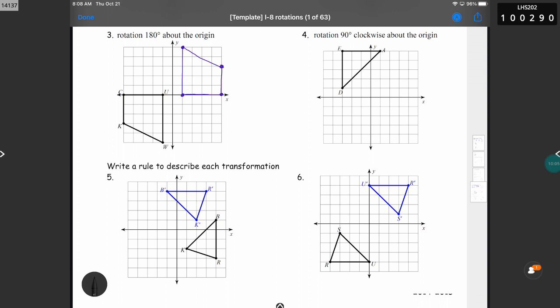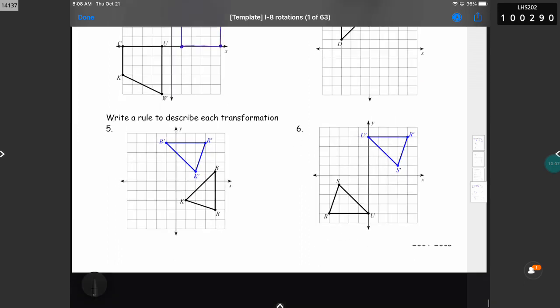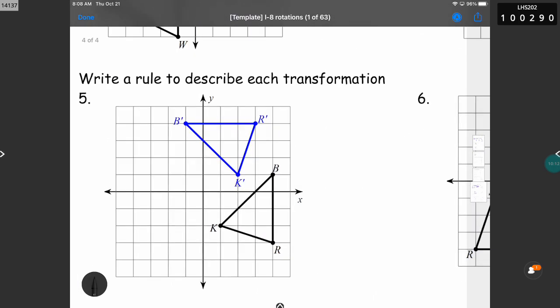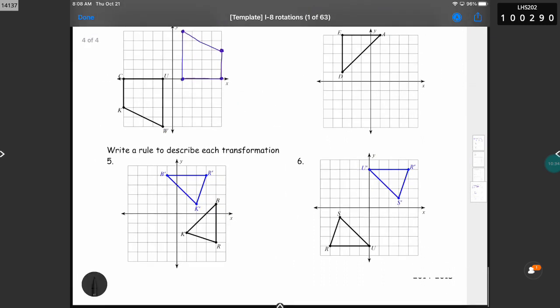Yes? Okay. Now it says write a rule to describe each transformation. How did I move from BKR to B prime, R prime, K prime? How many times did I turn? You know what? You could do this on a transparency also, and it makes it a lot easier. So on that page protector, go ahead and draw your X and Y, draw your first figure. Okay? So what I'm gonna do, I'm gonna draw the X and the Y here.